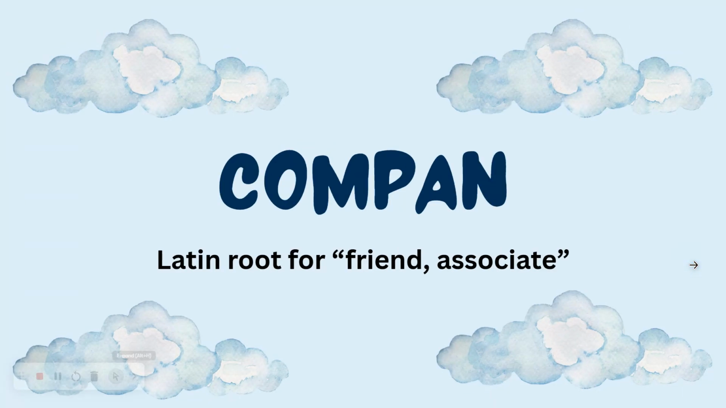And finally, our last one, compan, which is the Latin root for friend or associate. So if you have a companion, that's someone you like to pal around with. Companionship is what you get when you have a companion. For all my musical people out there, accompaniment. So if you can't sing and play the piano at the same time, you would hire someone to accompany you on the piano. So that's an associate.